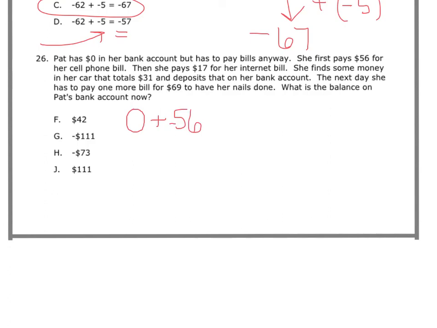Paying means that you're losing money. There's money coming out of your account, so that's negative 56. And then she pays another bill that's $17. And then she finds some money that's a positive, so she's adding $31 to that. But then she's going to pay for getting her nails done.